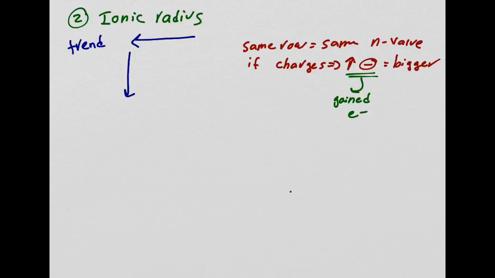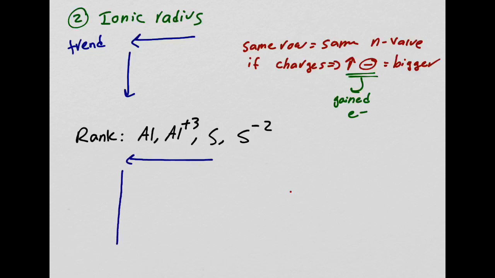Now, let's do a practice problem so you can see what I mean. Here's what I'm going to rank: aluminum plus 3 and sulfur minus 2. I want to rank these from the lowest to the highest ionic radius. The same thing as before: the first thing I'm going to do is write down the trend. Then I'm going to put them relative to each other.